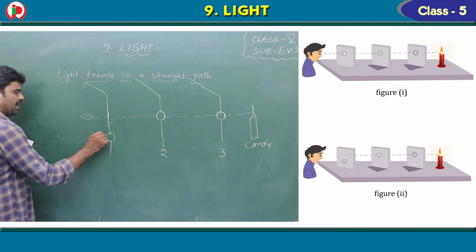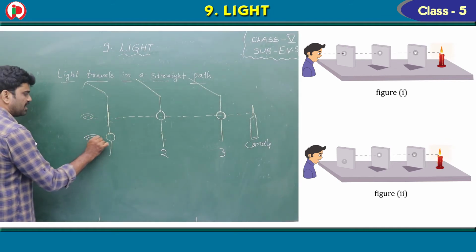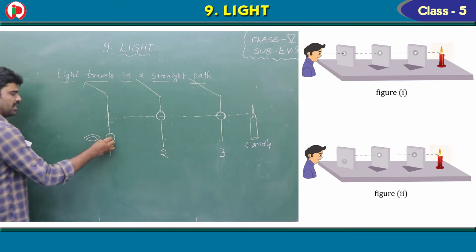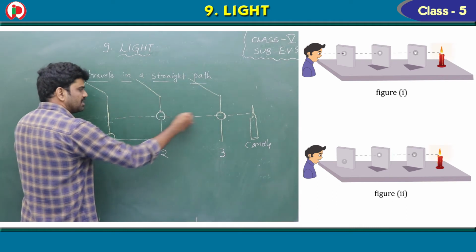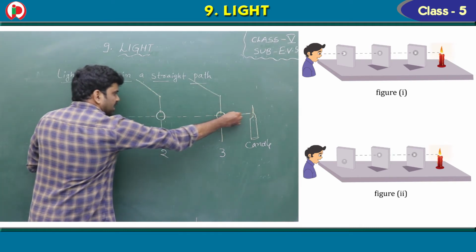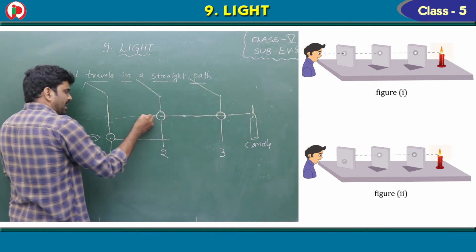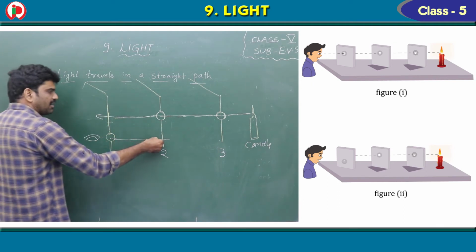Why? Because we have to see from this position. If you see it from this position, we can't see. Why? Because the second hole is here, the third hole is here. The light comes in this way, and the light will come in this way only, not in this way.